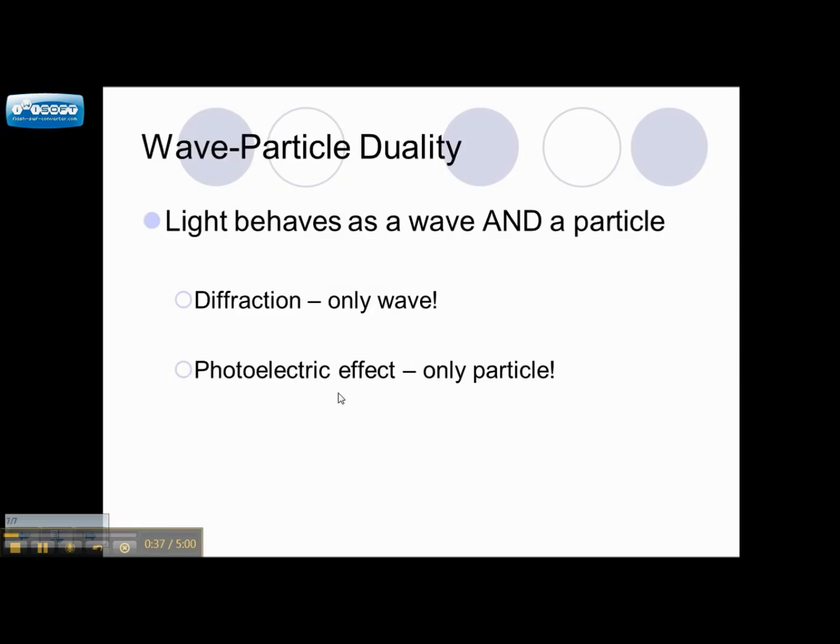The photoelectric effect is only a particle. The photoelectric effect is basically whenever light hits a certain type of metal, it will release electrons in the form of energy instantly. And that only happens if light acts as a particle. Now, diffraction, reflection, things like that can happen for both waves and particles. So these two are the ones where we can tell that light is a wave and a particle. It's both.